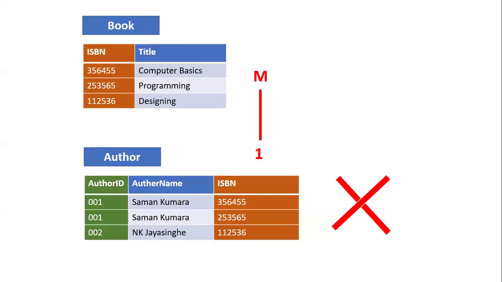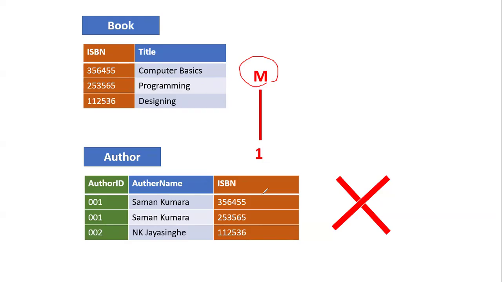So what are we going to do to make the relationship? We need to insert one primary key into the other table. In this example, we have inserted ISBN into the author table, so I have taken the primary key from the many side. This table has many, right? The meaning of that is for one record of the author table, there are many records in the book table.